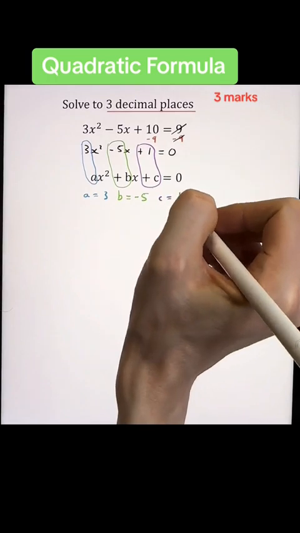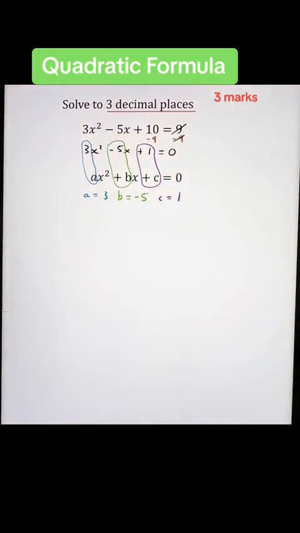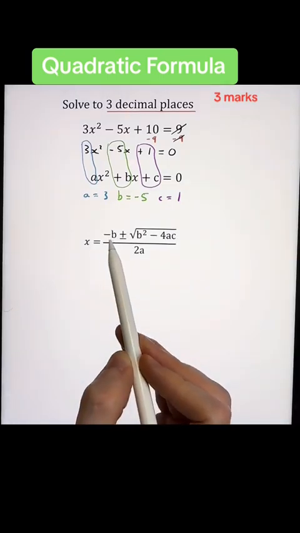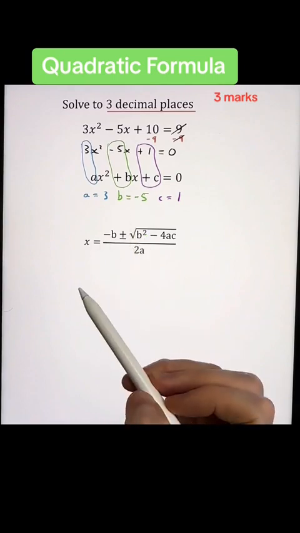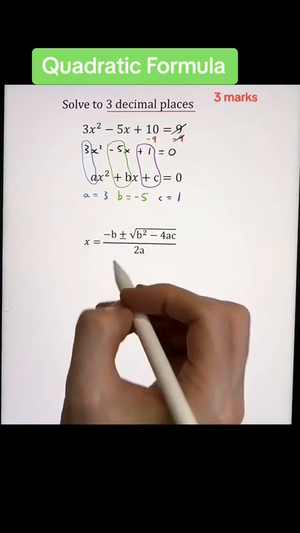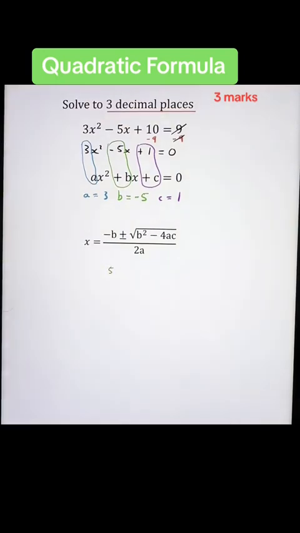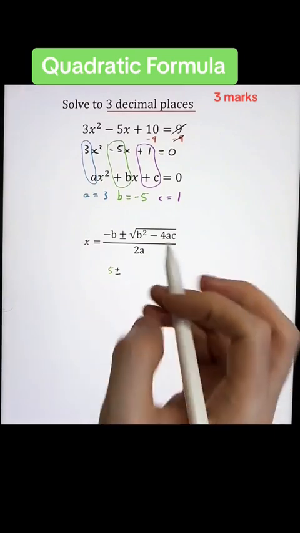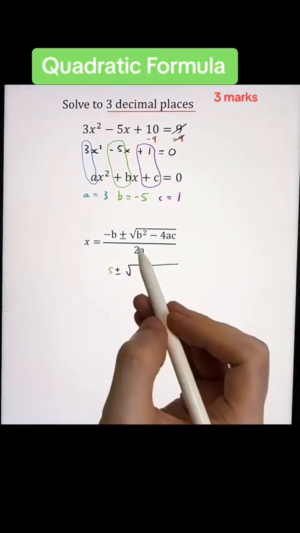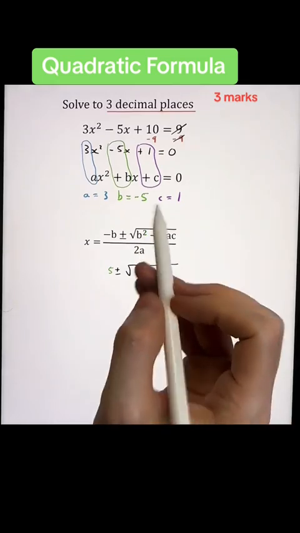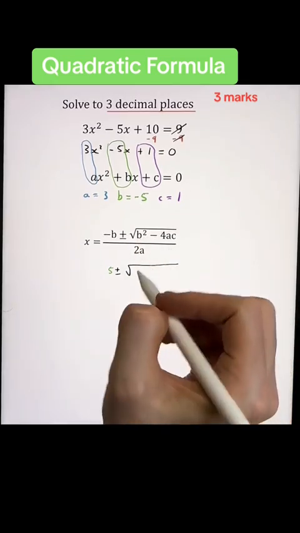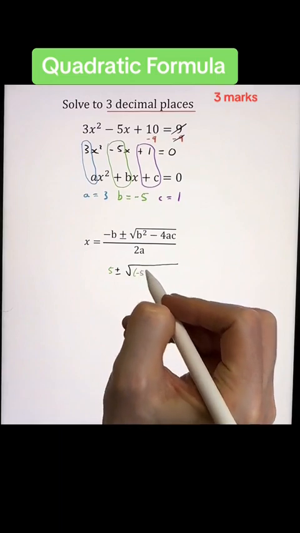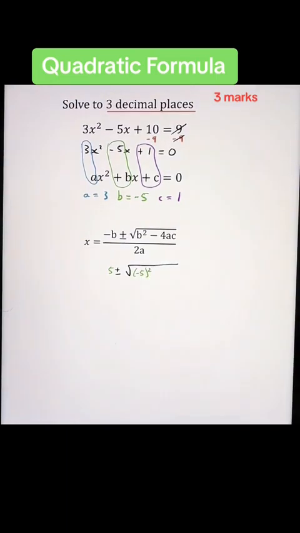Now that I've got my values for a, b, and c, substituting into my quadratic formula, I know the quadratic formula always starts with negative b. As my b is negative, I know a negative and a negative will make a positive. Hence, I'm going to have plus 5. I always have the plus and minus, as I'm going to have 2 solutions. Square root. Inside my root, I'm going to have b squared. My value for b in this case is negative 5. As you're squaring it, you always place the value for b in brackets and the squared power outside.